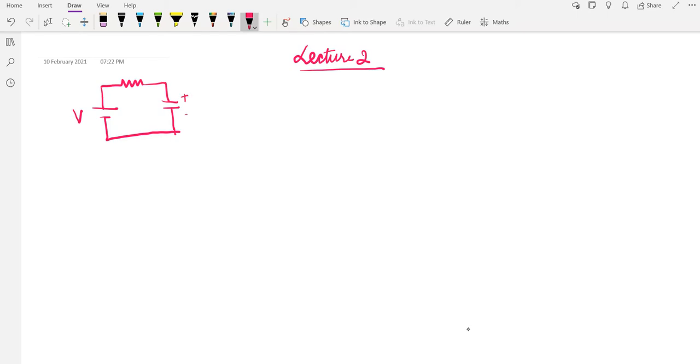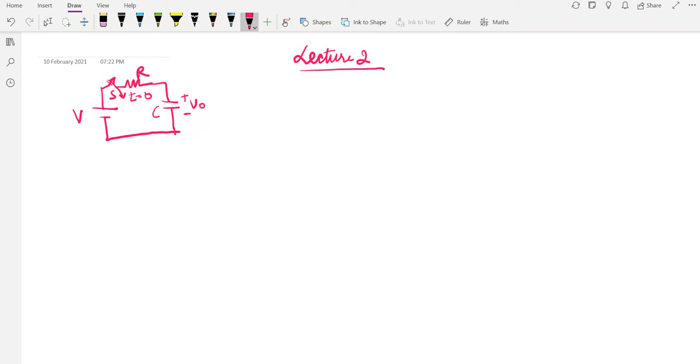Let us incorporate a switch over here. This is the switch S, which is closed at time t equal to 0. And let us assume that the initial value of the capacitor voltage is V0. Now we need to find the response of this circuit.